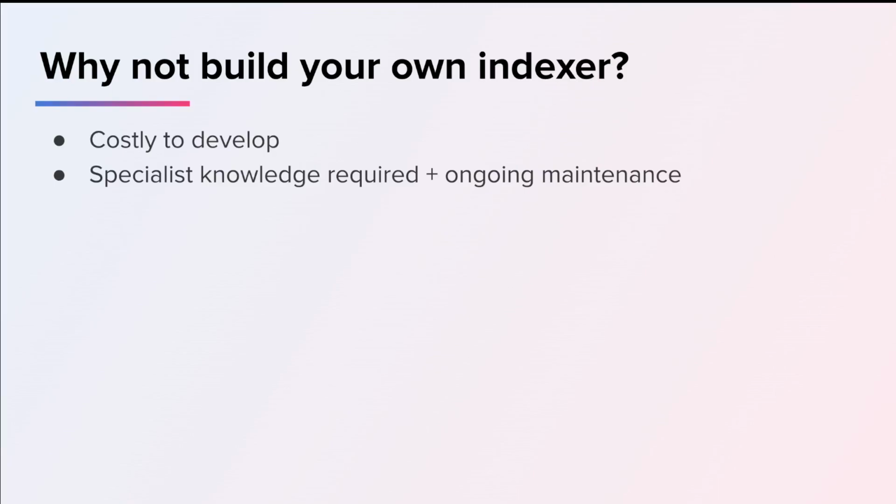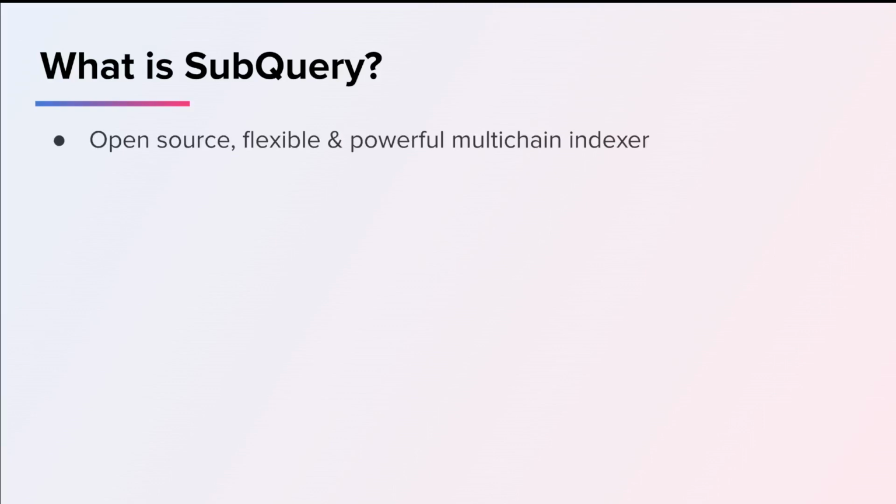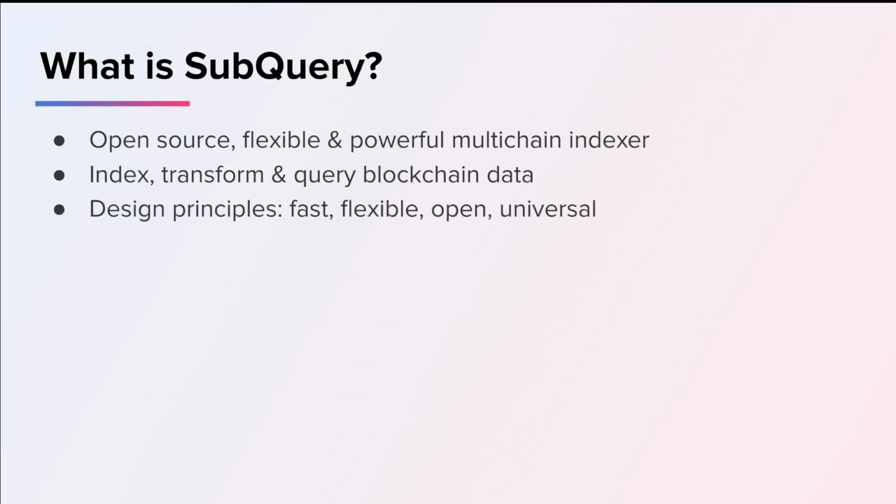And finally, why reinvent the wheel when there are existing indexing tools out there that specialize in blockchain indexing such as SubQuery? SubQuery is an open source, flexible and powerful multi-chain indexer. It allows you to index, transform and query data from various blockchains that we support. And our main focus is to make it fast, flexible, open and universal.